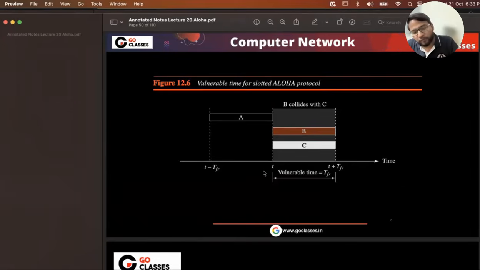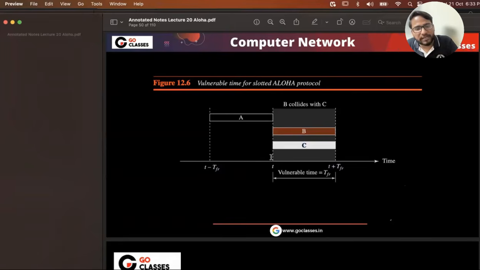Now, if two stations want to send, can one of the stations send at T and can another station send later than this T? No, right? So both have to send at T. Now let's suppose there is a collision. So what is the next time they will be trying? At least they will be trying after this vulnerable time, right? Basically, they cannot try in between.